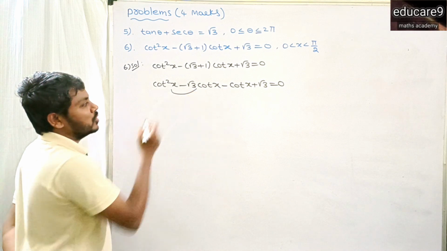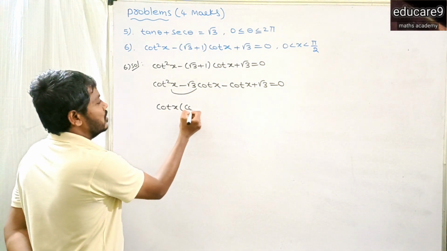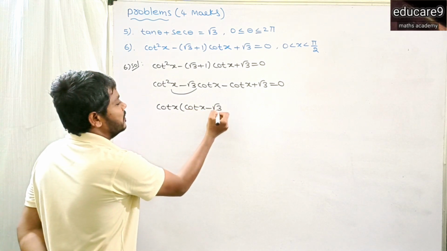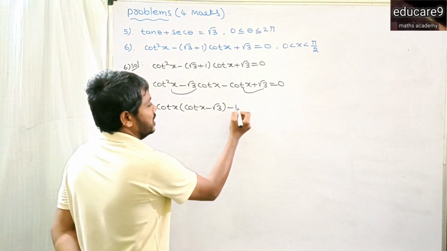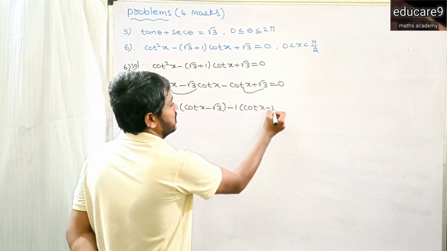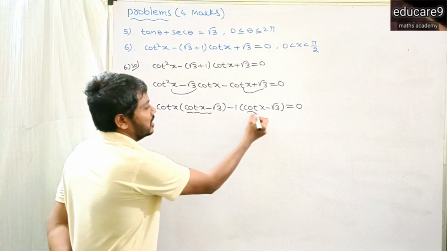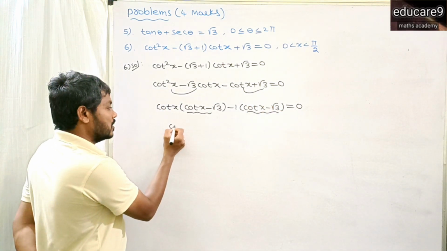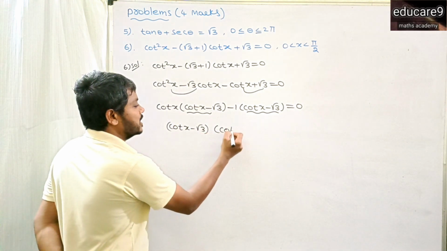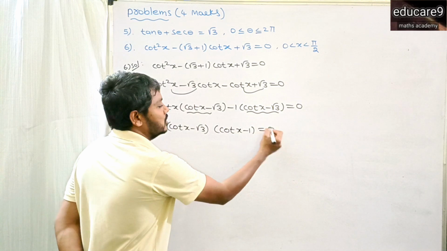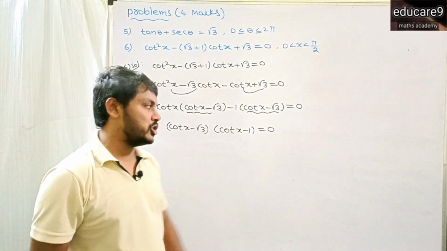Clearly from the first two terms we can take cot x as common. So what will you get? Cot x minus root 3. From the second two terms we can take minus 1 as common, that is minus 1 of cot x minus root 3 equals 0. Again cot x minus root 3 is common. That is cot x minus root 3 into cot x minus 1 equals 0. So the product of the terms is 0, we can write each term as 0.